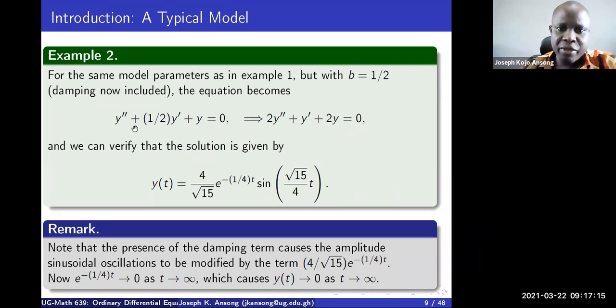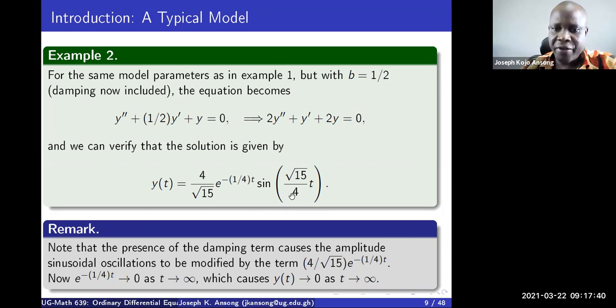And then the equation becomes this, right? Now b is not 0, so we have this term here, so that the equation becomes this. Once again, later you will see that this is easy to solve. When you solve it, you see that the solution to this equation is given by this. Okay. So when you add damping, the solution is modified. It's no longer the simple sine or sinusoidal oscillations.